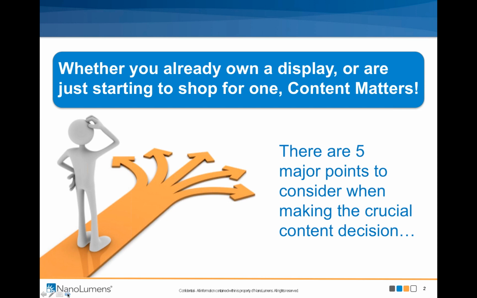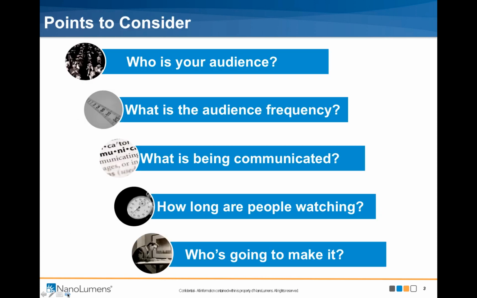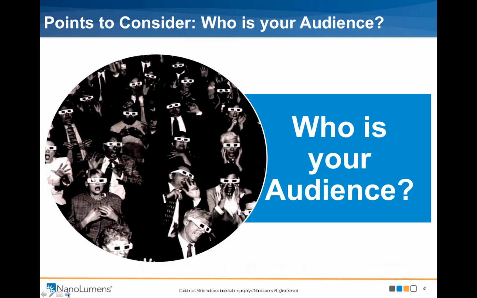So there's probably a whole lot more than 5 points, but for today's purposes, there are 5 major points to consider when making the crucial content decision. First one is, who is your audience? Next one is, what is the audience frequency? What's being communicated? How long are people watching? And who's going to make it? So those are our 5 major points, and I'll get into those now.